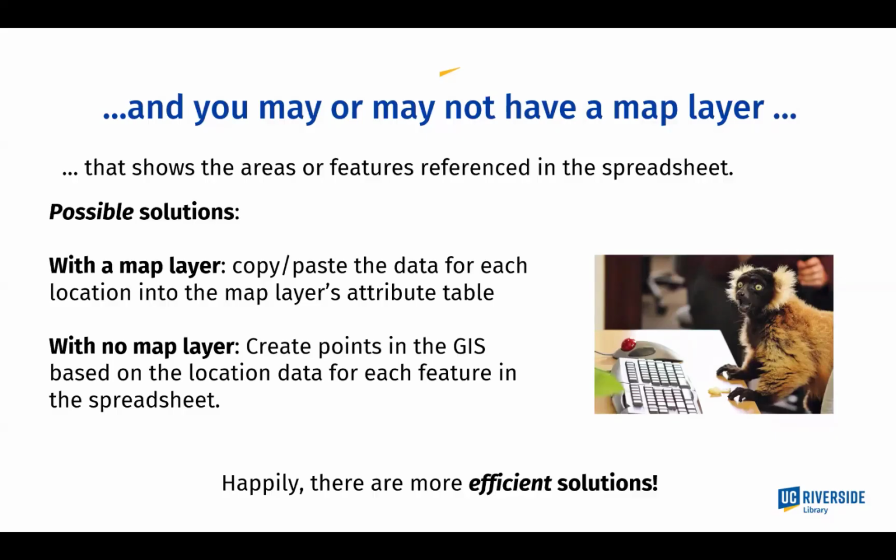So what are the solutions for getting your data up into a map? Well, if you do have that map layer, in theory, you could copy and paste the data for each location or each census tract into the map's attribute table, one by one. Or if you don't have a map layer, maybe you can create points in the GIS based on the location that's mentioned in the spreadsheet, whether it's a coordinate or an address or something like that. Both of those approaches would be very tedious and time consuming. They work, but they're very time consuming. Happily, there are more efficient solutions, and that's what we're talking about today.